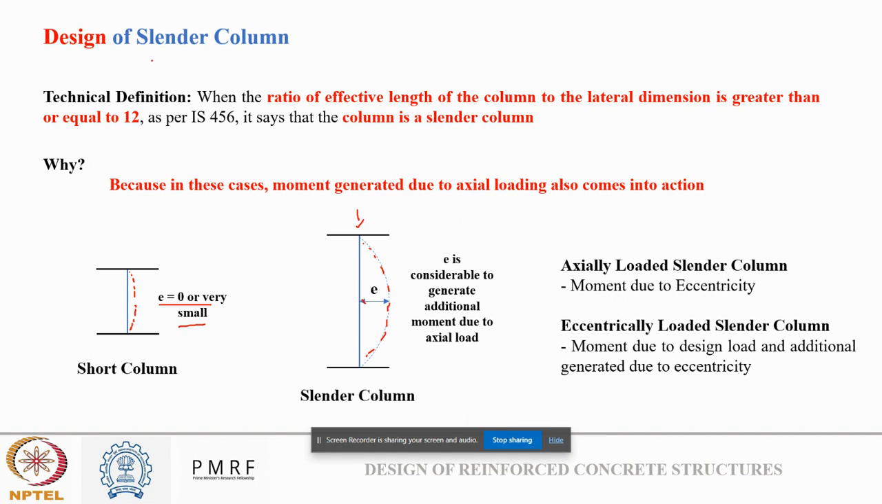Okay, now in slender column we can have two types of condition: axially loaded slender column, in which the moment will be due to just internal eccentricity, and there can be eccentrically loaded slender column. So there the load is not at the center. So we have moment generated due to both external eccentricity and internal eccentricity. So you need to take care of both the things.